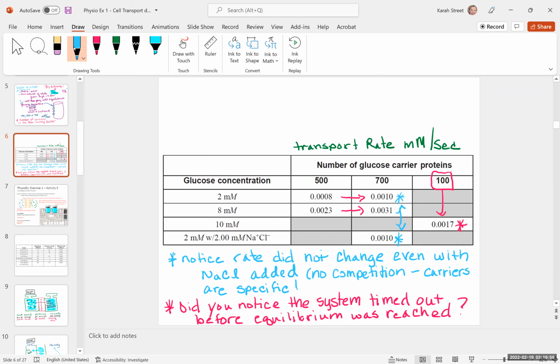That means sodium chloride did not compete for the glucose carriers. Those glucose carriers could only move glucose. So no competition for glucose with its carrier with another solute.